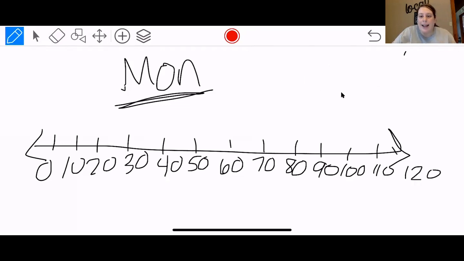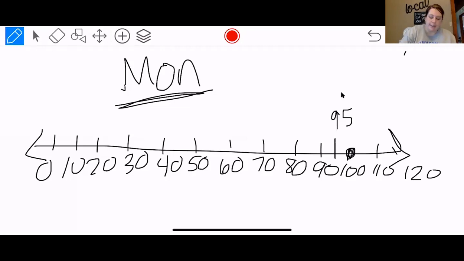So let's say that I ask you to find the number 100. On the number line, you would just put a mark with 100. If I ask you to find 95, you would go in between 90 and 100. And you could even write down 95 there. So that's how you find numbers on the number line. You can skip count to find them. You can count by whatever the interval is to find them.